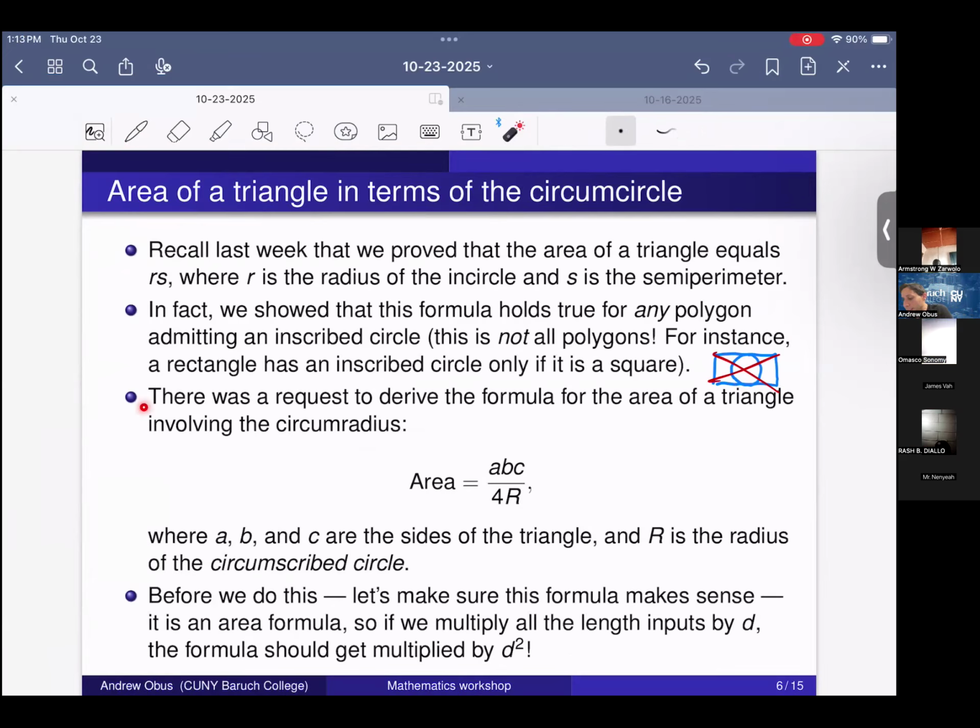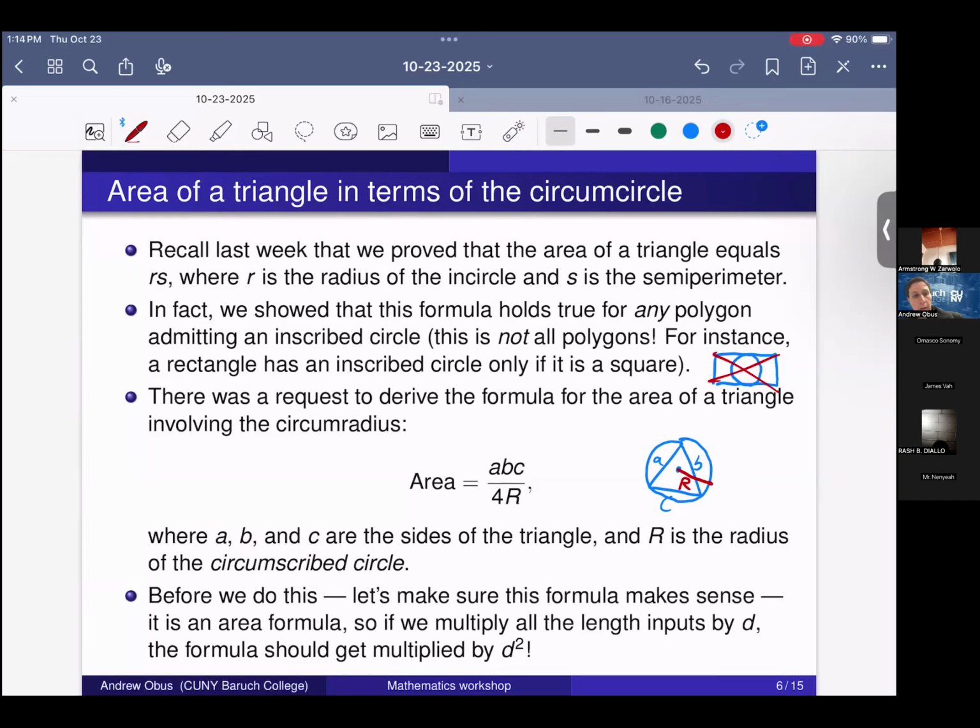So there was a request last time to derive the formula for the area of a triangle involving the circumradius. It turns out there's another formula for the area of a triangle, which is ABC divided by 4R. Here A, B, and C are the sides of the triangle, and R is the radius of the circumscribed circle. So I'll just give a diagram. If this is A, B, and C, then you have your circumscribed circle that goes around the triangle, and it's got a center, and that radius is R. So it's the radius of the circle that passes through all 3 points of the triangle.